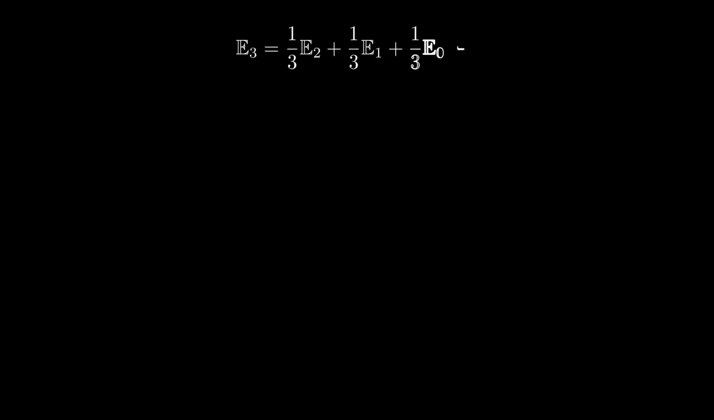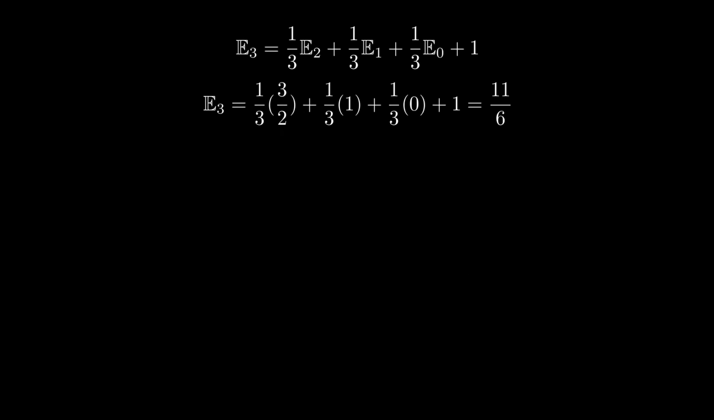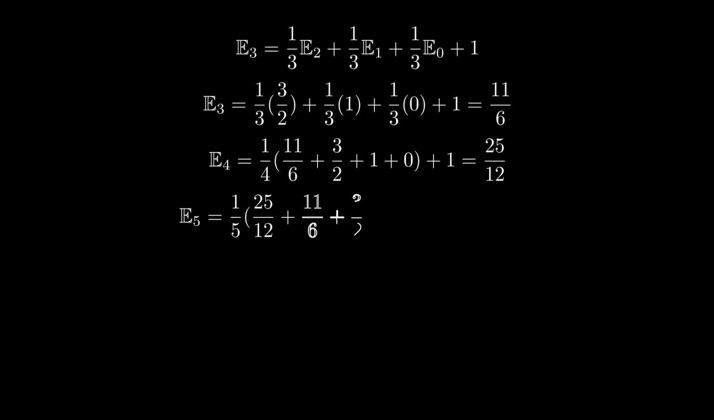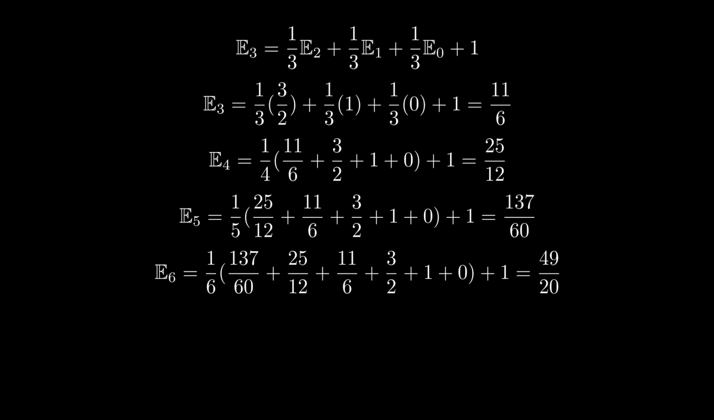Now we repeat the same process for E3, E4, E5, and E6 iteratively. Finally, we get the answer of 49/20, or 2.45.